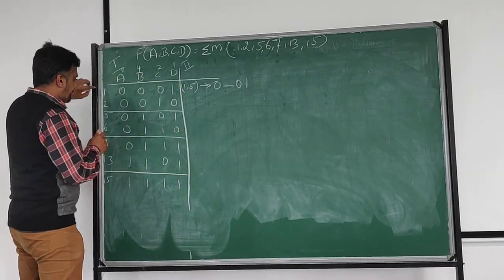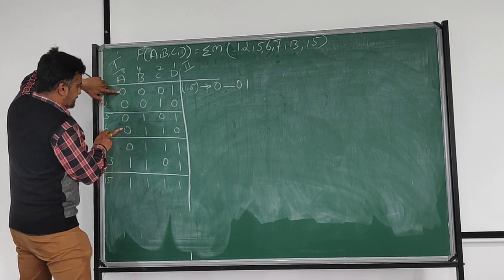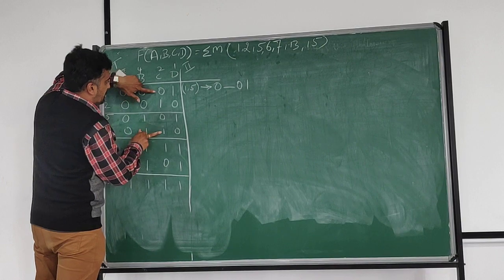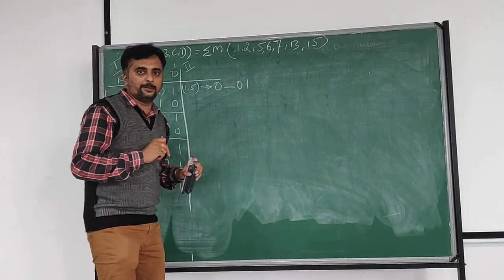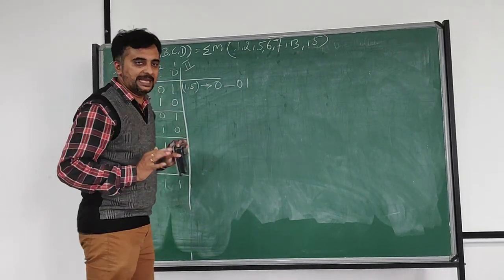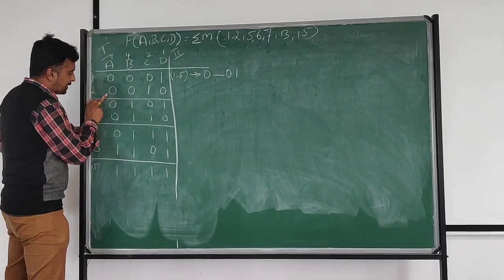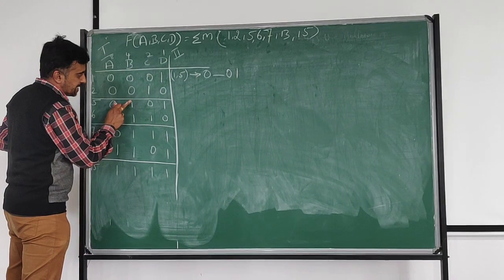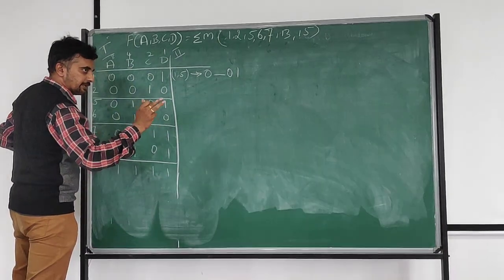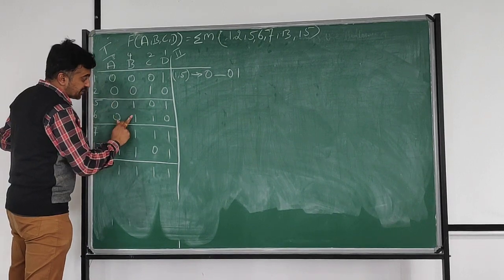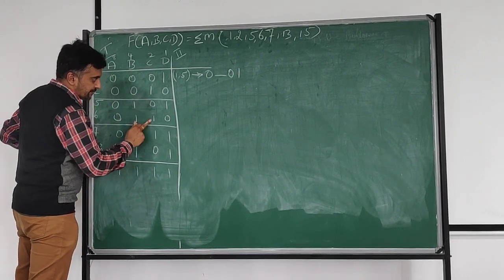Similarly compare 1 and 6. See here: 0, 0 same, 0, 1 change, 0, 1 change. So two dashes are there, and you have to neglect that one. After 1, 6, go for 2, 5: 0, 0 same, 0, 1 change, 1, 0 change. Two changes are there, so neglect. Next come to 2, 6: 0, 0 same, 0, 1 change, 1 change is there, 1, 1 same, 0, 0 same.